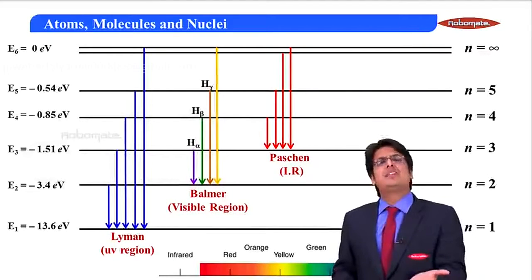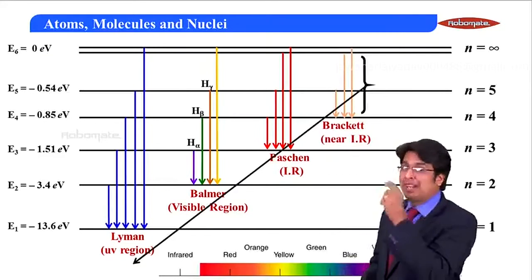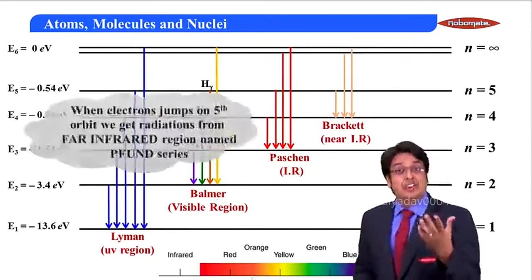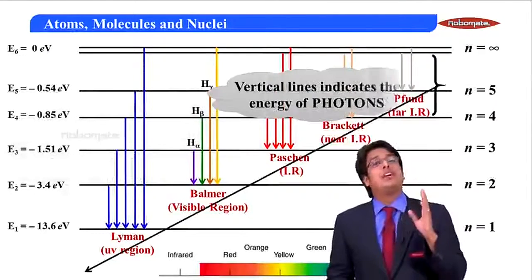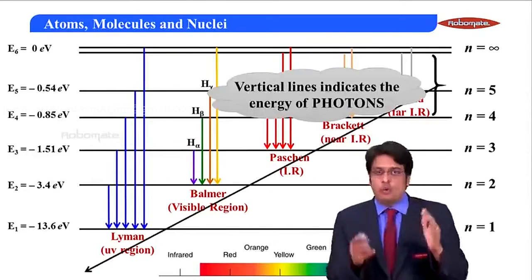Then suppose they jump to 4, then what? Then another series will come. That was given by Brackett. So that's called Brackett series. Now this Brackett series won't be under microwaves. Sorry, it will be near to infrared. And if they jump to 5, you will get something called Pfund series, which will be far away from infrared. So that's the whole idea.